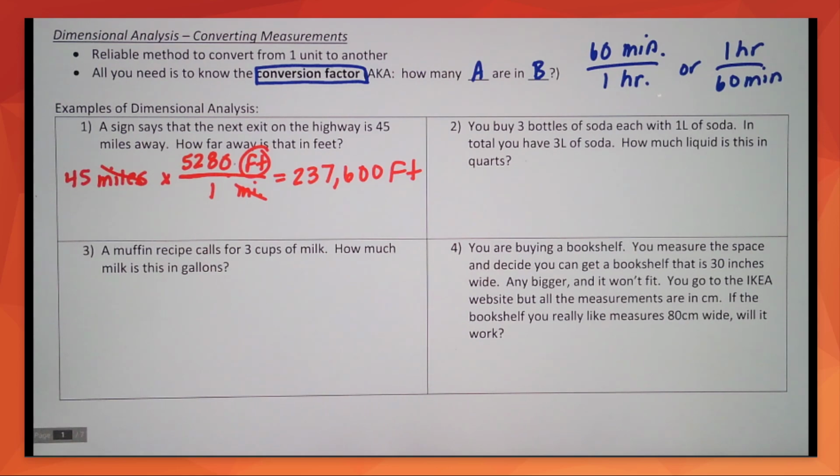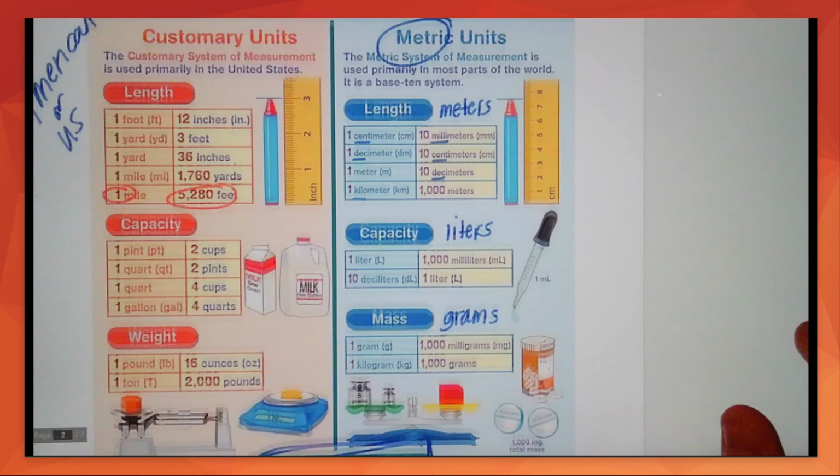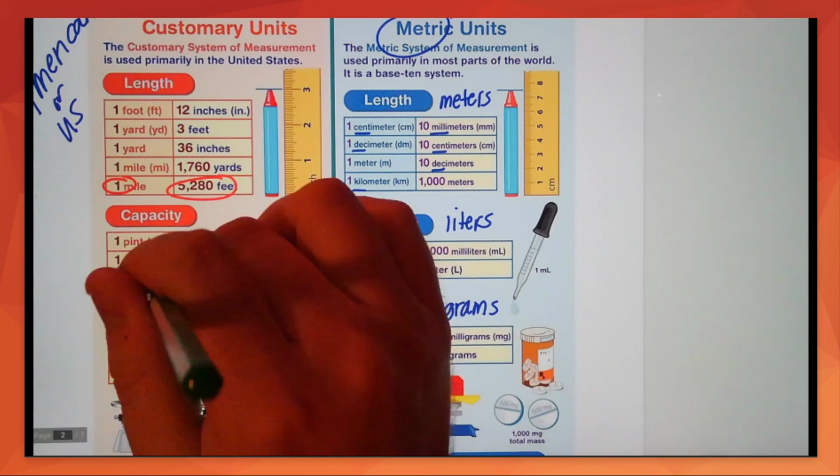So let's apply this skill and do question number 2. You go to the store, you buy 3 bottles of soda, and each bottle has 1 liter of soda inside of it. So in total, you have just purchased 3 liters of soda. So how much liquid is this if you were to take that measurement into quarts? Okay, so if we go down to our chart here, we need to find liters. Here's liters, and then we also need to find quarts.